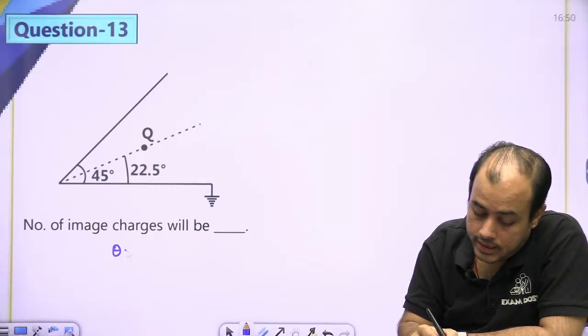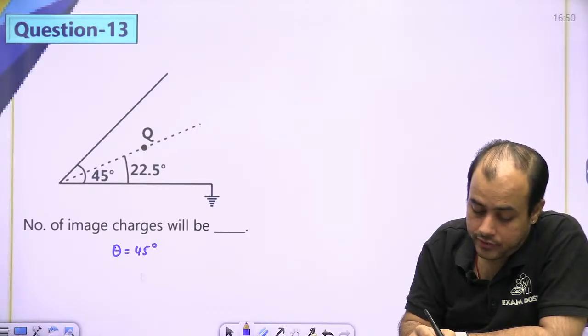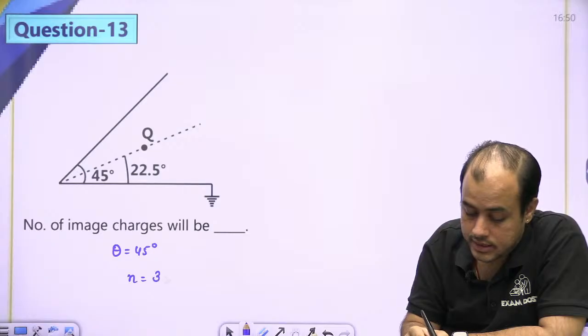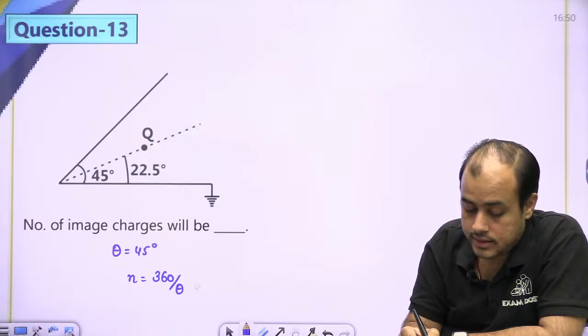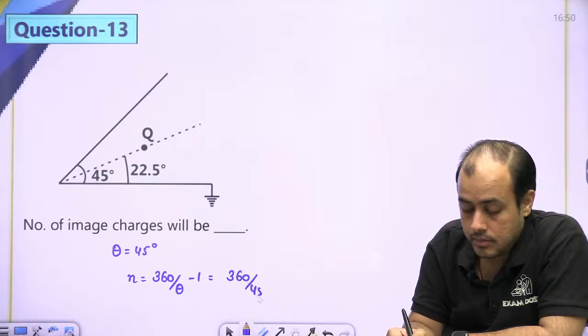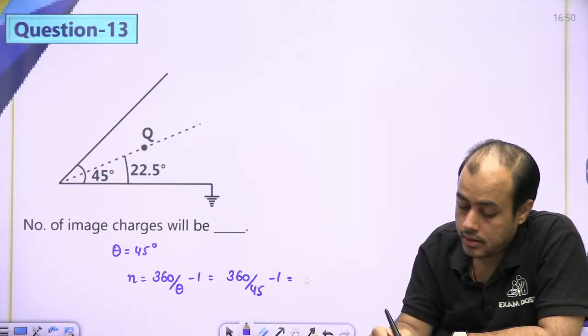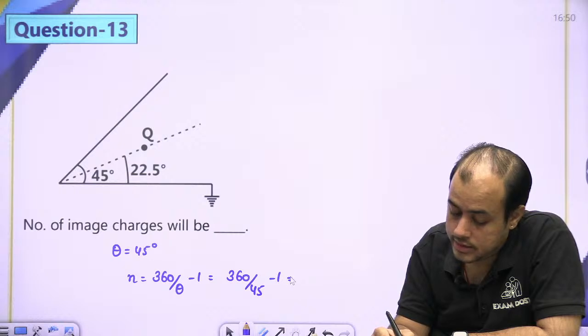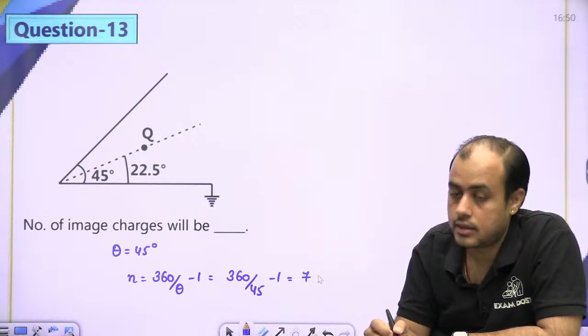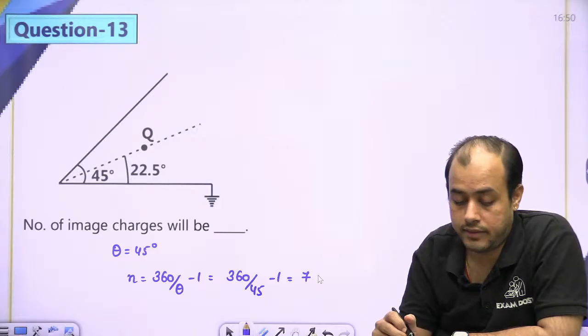Now here beta theta is 45. The number of image charge is 360 by theta minus 1. So it will be how much? 7. Correct? It will be 7.